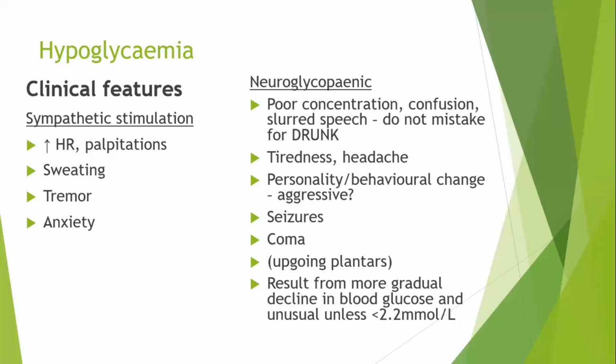So poor concentration, confusion, slurred speech. Don't mistake them for being drunk, which can happen commonly. Personality change, so aggression is the most common one. Seizures, eventually a coma. Upgoing plantars just basically means that their feet, instead of being like this, they're like this. So they're just going to be fixed in that position. This results from a more gradual decline in blood glucose, and it's unusual unless it's less than 2.2.